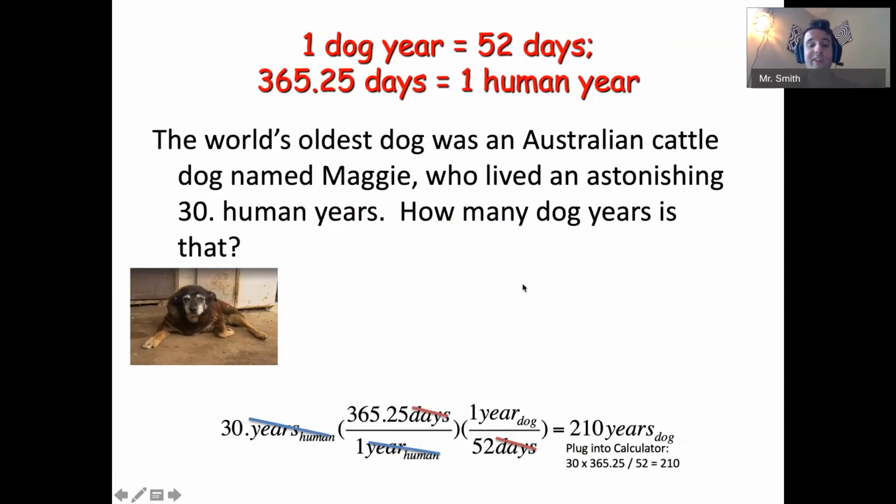Now, some of you might be thinking, Mr. Smith, I could have just taken 30 and multiplied it by 7, because 1 human year is 7 dog years. Yeah, you probably could have. But I wanted to get you some practice with two-step dimensional analysis problems.